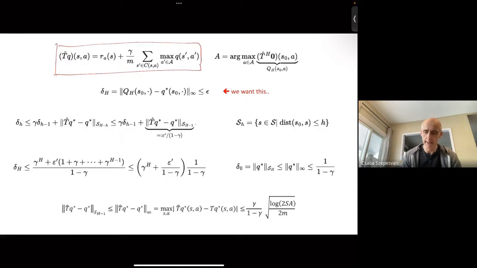See, for every state action pair, we take a bunch of random next states. And for those, we are just summing up the result of this maximum computation, taking the average, and then adding the immediate rewards to that. So this is the sampled version of the Bellman optimality operator.